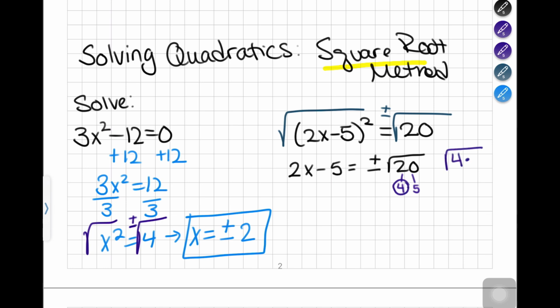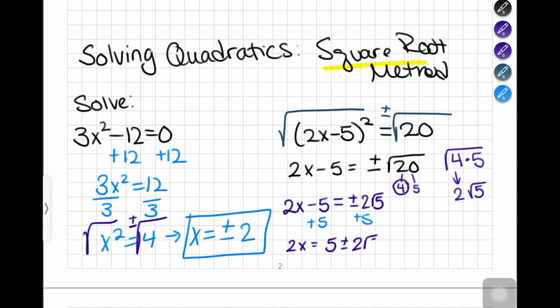So the square root of 4 times 5, root 4 is 2. So square root of 20 actually turns into 2 root 5. So I'm going to rewrite this as 2x minus 5 equals plus or minus 2 root 5. Now I have to get the x by itself, so that's going to involve adding 5. So let's see, 2x equals 5 plus or minus 2 root 5.